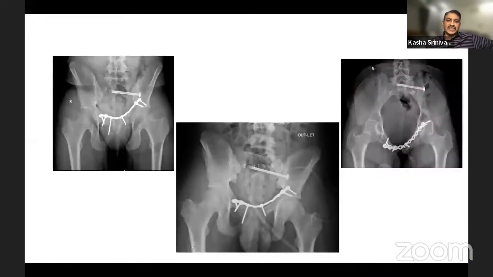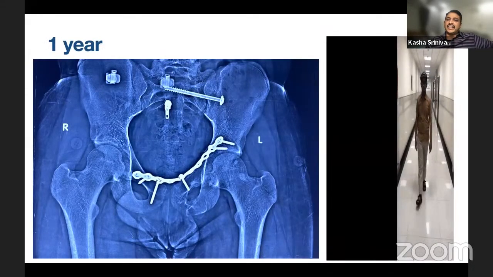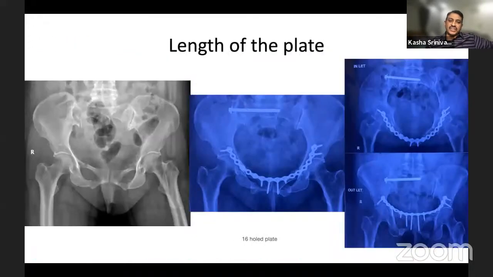And in this case, I had to use a plate. And how long can the plate go? You can go up to the supraacetabular area, beyond the acetabulum, and then fix it. In this case, that was the outcome after a year. And the plate can go on both sides, bridging the symphysis when it has an anterior ring injury involving both sides, superior and inferior pubic rami, and is unstable. Length of plate can vary from 16 to 18 hole. In this particular case, it was a 16 hole which I've used.